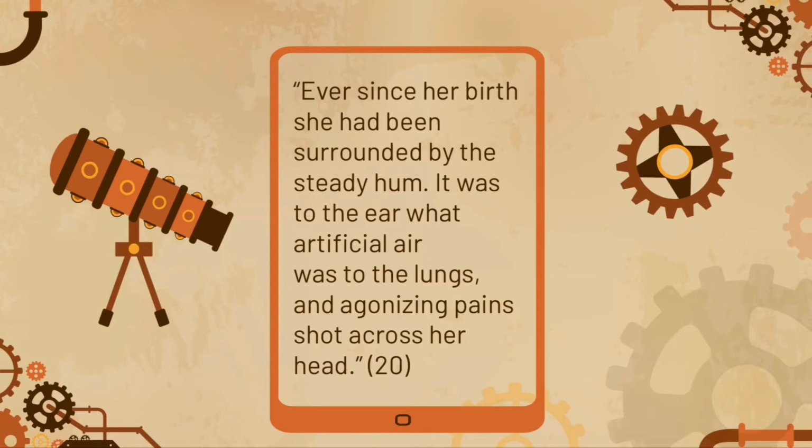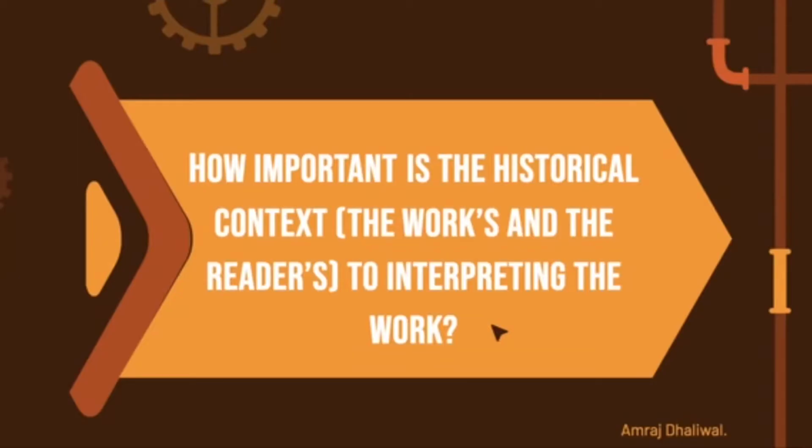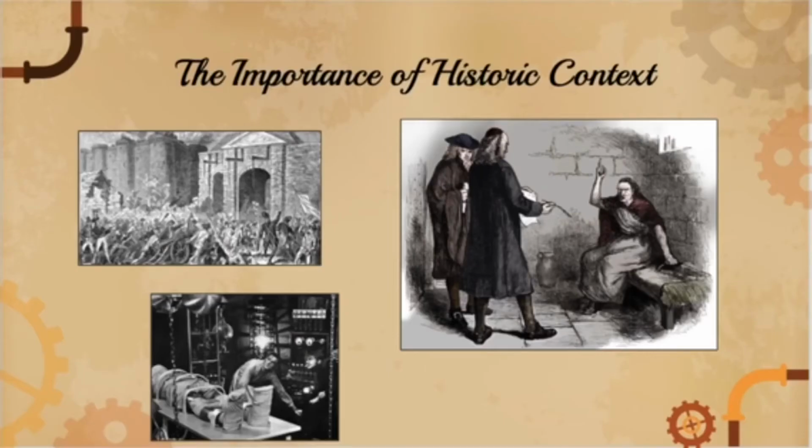How important is the historical context, the works, and the readers to interpreting the work? A significant part of life and literature is historical context, and without it, memories, plots, and characters have little meaning. Historical context deals with information that surrounds an event. The historical context applies, in more technical words, to the social, religious, economic, and political circumstances that occurred within a certain era and location.